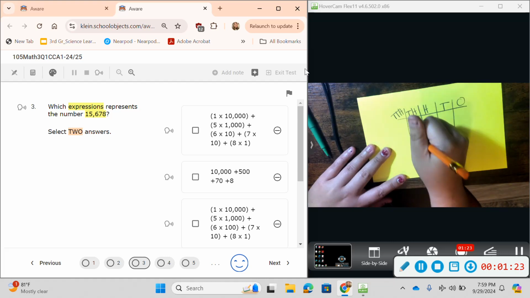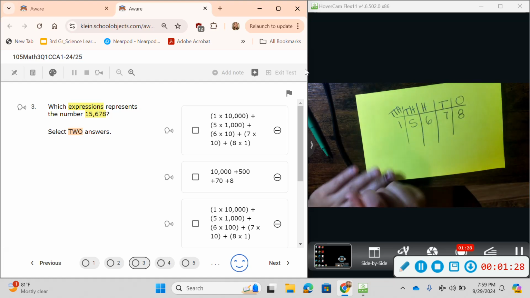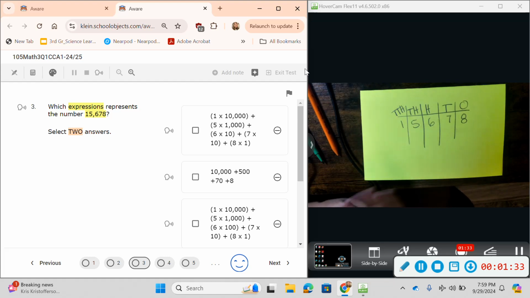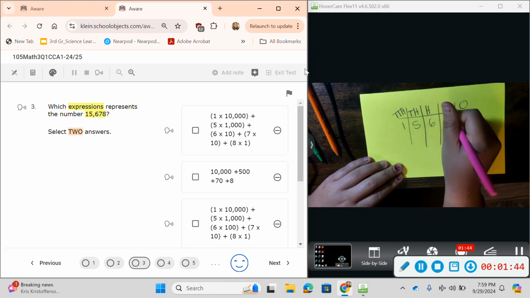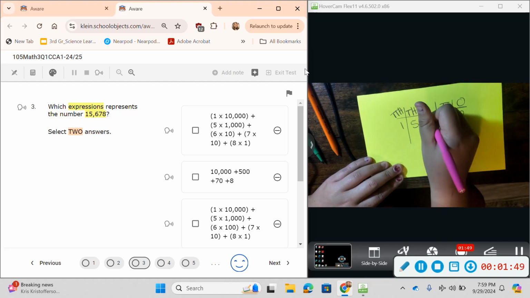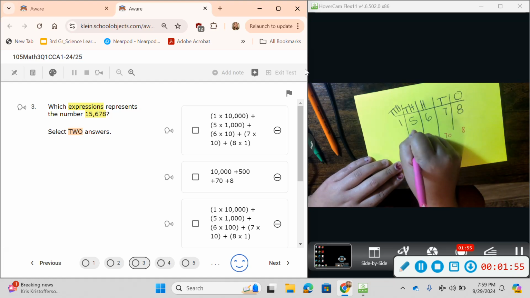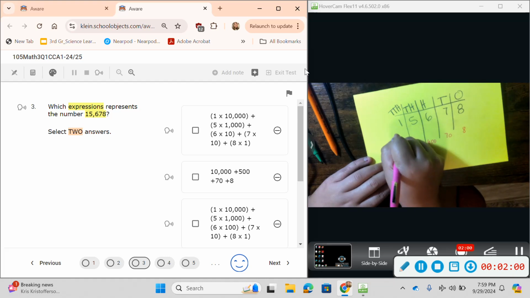Okay. And then I'll place my digits: 15,678. So one of the easiest ways to create an expression is to write it in expanded form. And we can do that by just writing the values of each digit. So the 8 in the ones place has a value of 8. The 7 in the tens place has a value of 70. The 6 in the hundreds place has a value of 600. The 5 in the thousands place has a value of 5,000. And the 1 in the 10,000s place has a value of 10,000.